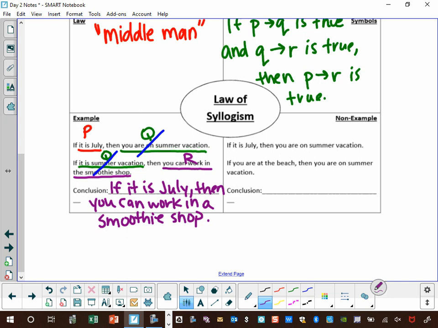So when you do these laws, you have three parts to it. We had P, we had Q, and we had R. You're looking for your Q's to be in the middle. If they are, you can cancel them out.